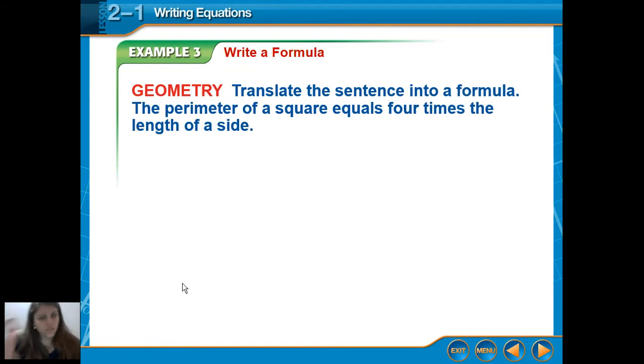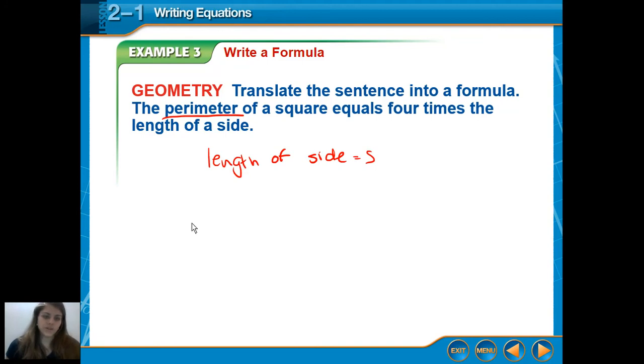Okay, the next thing we want to learn is how to write a formula. Formulas are generally more specific to solving specific things. In this case, the thing we're trying to find is perimeter. So we want to find an equation or a formula for perimeter. They say that the perimeter of a square equals 4 times the length of a side. So let's call the length of the side S.